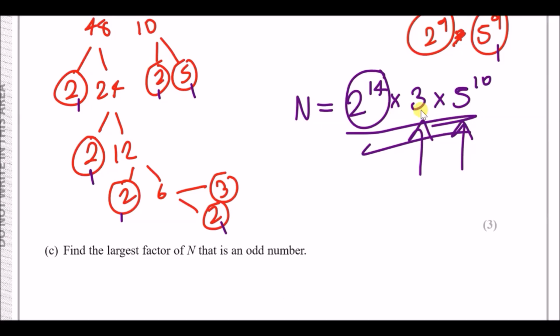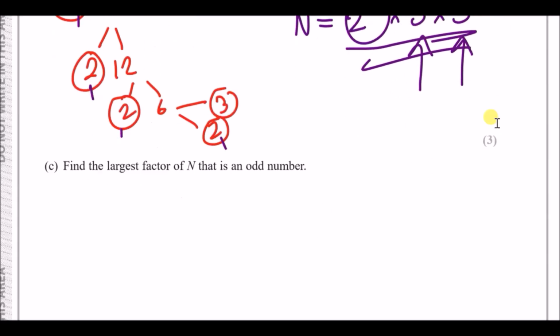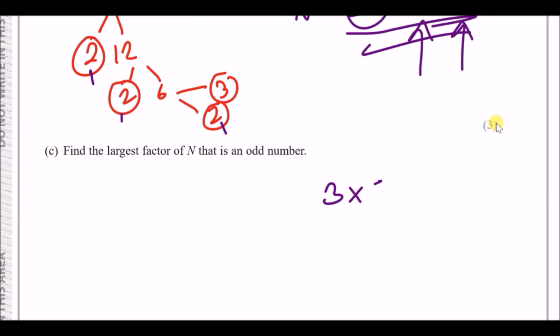When you times two odd numbers, you get an odd number. Okay, that's just a little thing to take note of. So odd times odd gives us odd, but anything times an even will make it even. So we're left with essentially 3 times 5 to the power 10, and that is the highest possible odd number you can make. And that's it, guys.